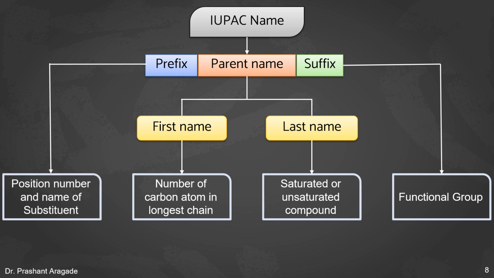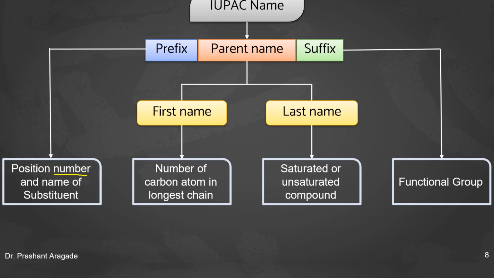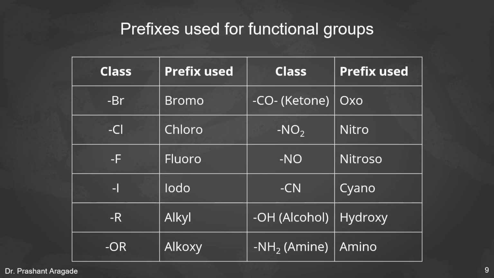Then last is prefix. So you have to identify the substituents and mention the position number and name of substituents onto the parent name. So if you follow this method, definitely your IUPAC name is correct. So these are the examples of prefix used for different functional groups.